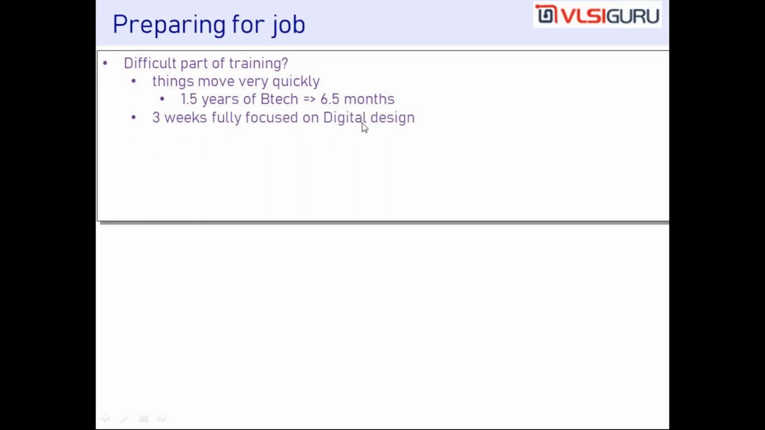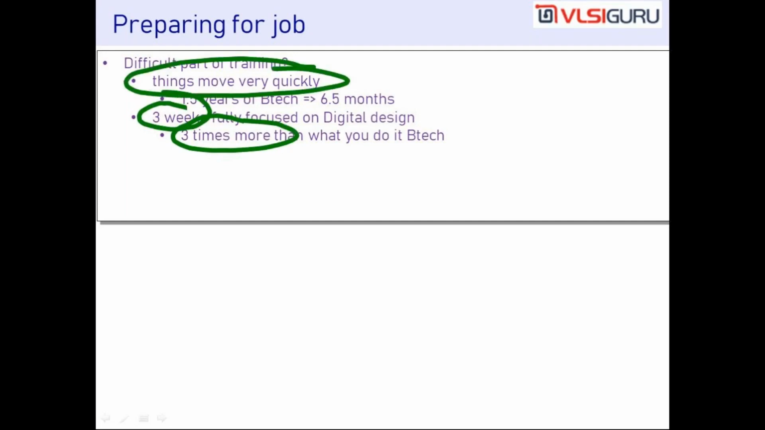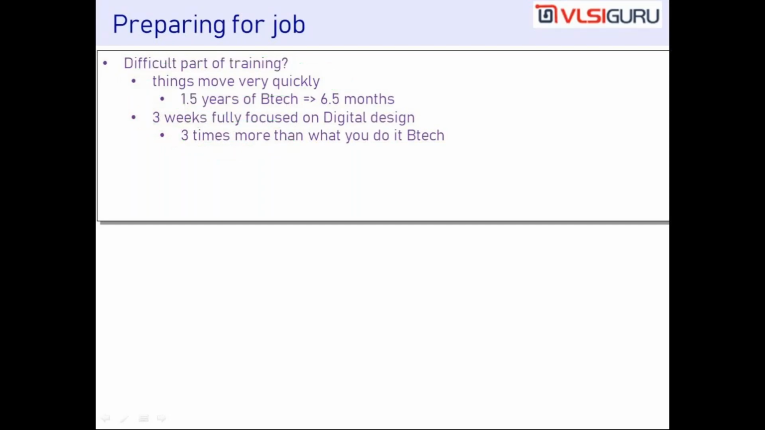If I take an example of digital design, here we finished digital design in 3 weeks, fully focused on digital design. The same digital design you do for one semester, but in a more distributed manner, because every day 1 hour like that. But what we teach in digital design is at least 3 times more than what you do in BTech. You're getting the point. You're learning 3 times more in much shorter duration. That's what I mean by things move very quickly, and that requires you to be completely focused.